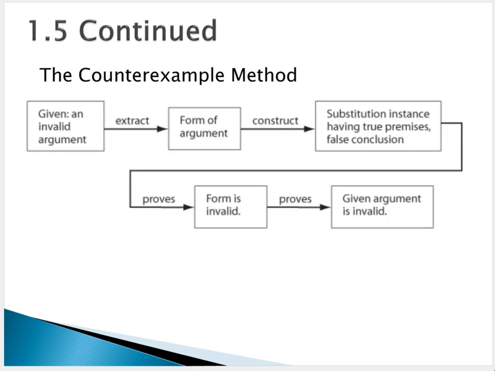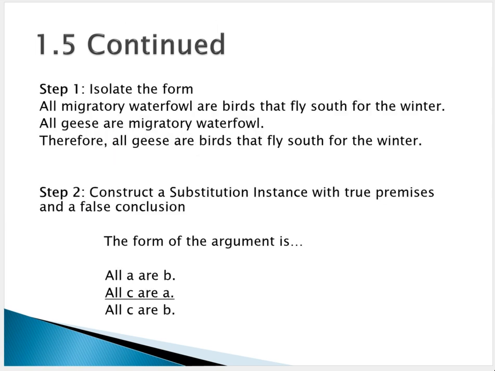There's also something else you can do called the counterexample method. If you just want to prove that an argument is wrong, all you have to do is supply one counterexample. Just substitute in anything where it doesn't work, and that will prove the form is not valid, and that the given argument will also be invalid. I love the counterexample method. That's one of my favorites.